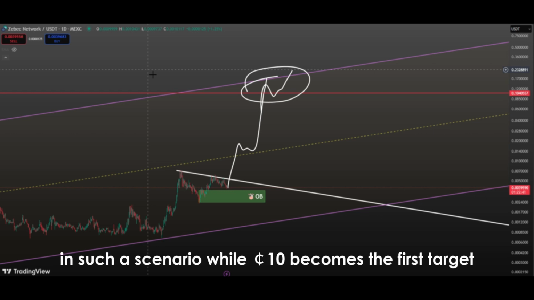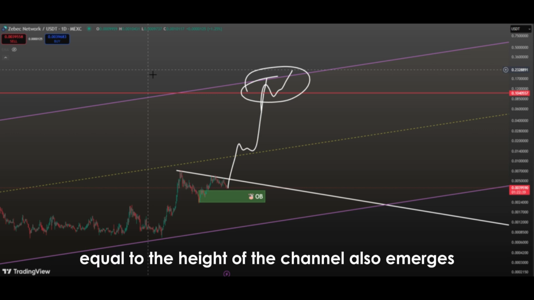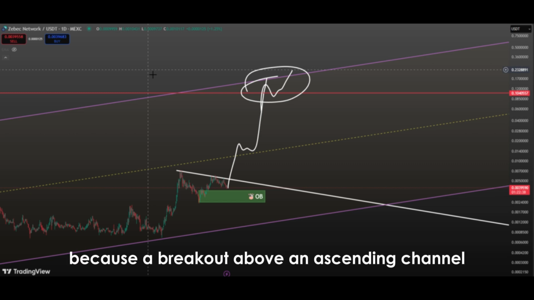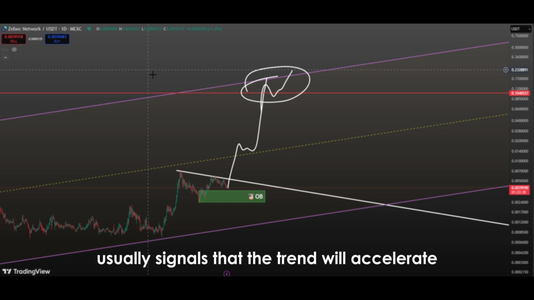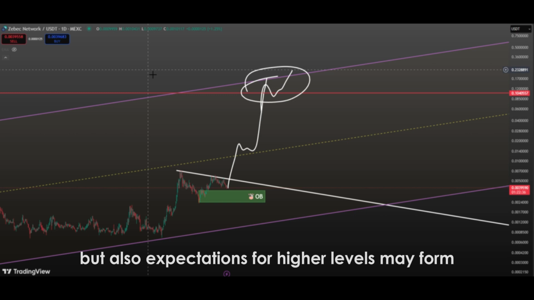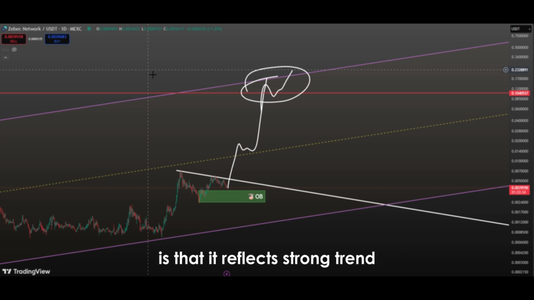In such a scenario, while 10 cents becomes the first target, the potential for an additional rise equal to the height of the channel also emerges. This excites investors because a breakout above an ascending channel usually signals that the trend will accelerate. Therefore, when the price reaches the upper band, not only the 10-cent target but also expectations for higher levels may form. Another important aspect of the ascending channel is that it reflects strong trend awareness in the market.